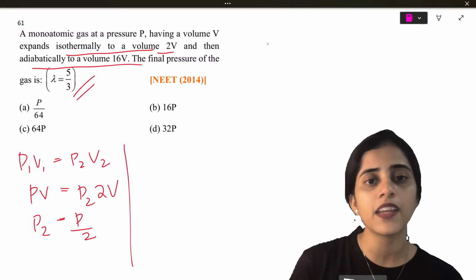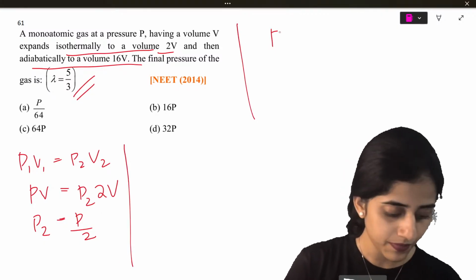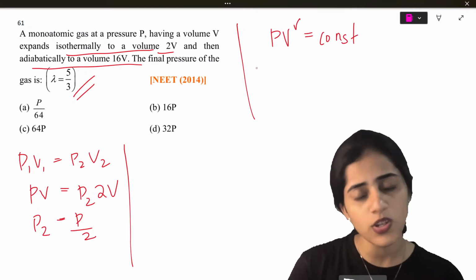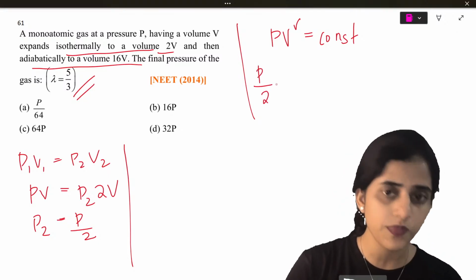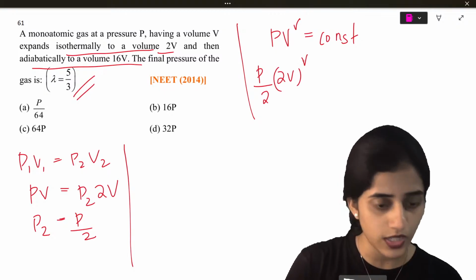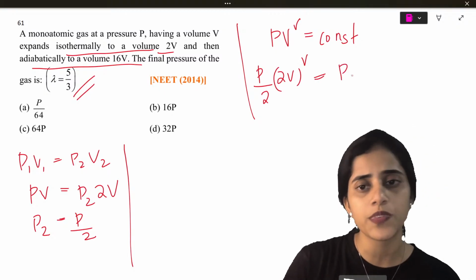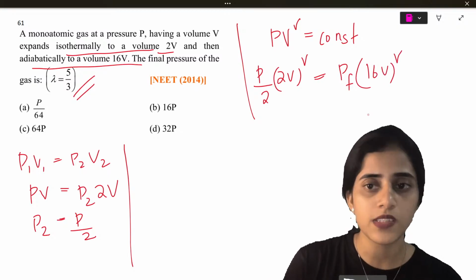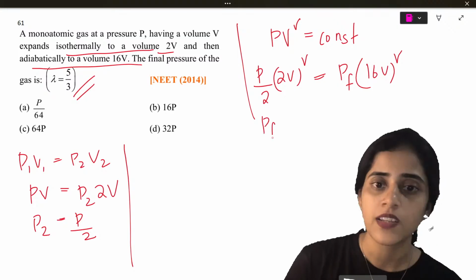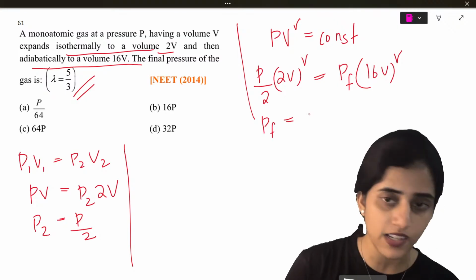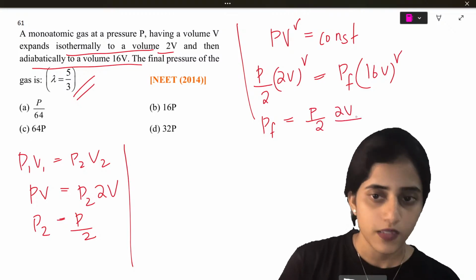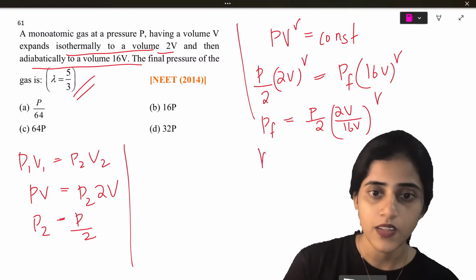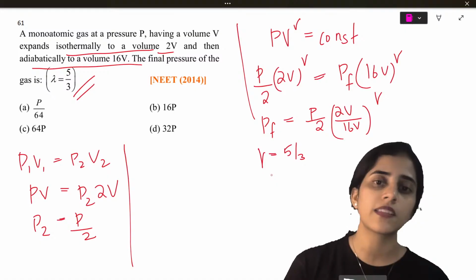But in an adiabatic process, we already know that PV raised to gamma is a constant. So let's substitute. Pressure will be P by 2, volume will be 2V, raised to gamma, and this is going to be equal to the final pressure times the final volume 16V raised to gamma. All this is given to you in the question. So let's find out P final from this. P final is going to be P by 2, 2V by 16V, the whole raised to gamma. So gamma will be 5 by 3.